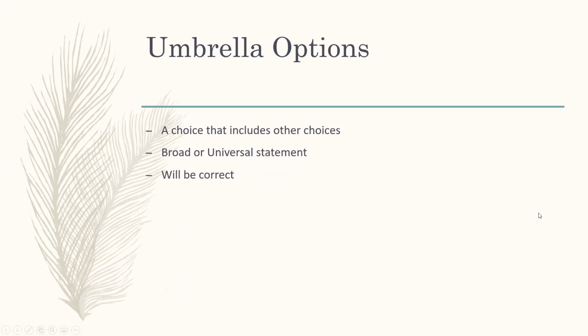The other thing we want to do is we want to look for umbrella options. That is a choice that includes all other choices. So it's either broad or very universal. Typically, the umbrella option is correct. For instance, if you have a patient that is supposed to be on contact precautions and you have 4 choices that are asking you what kind of protective equipment should the nurse use in that room, look for a choice that includes the other choices.